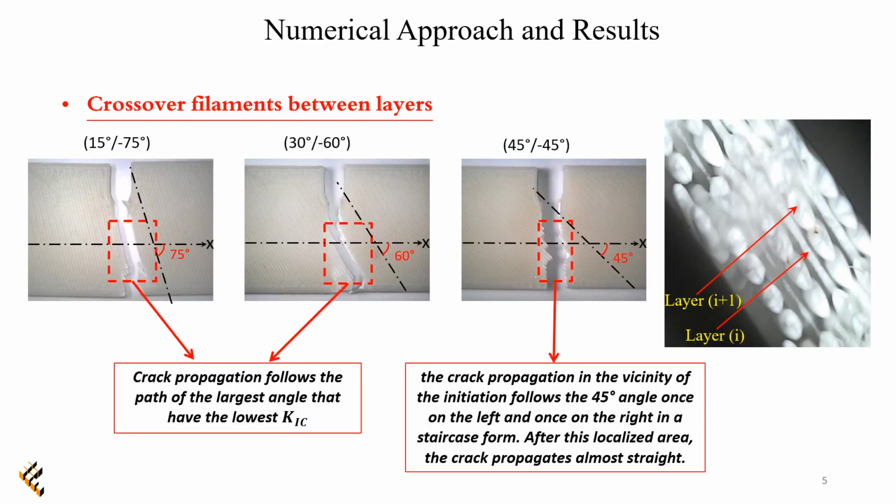By analyzing the damage phenomenon of configuration 2, we observed two types of failure. The first type is the separation of adjacent filaments, and the other is the filament failure following the largest raster angle. Except for the case 45 degrees/minus 45 degrees, the crack propagates almost straight.